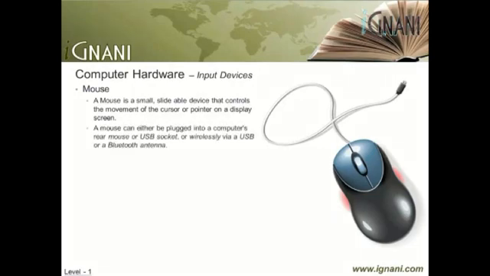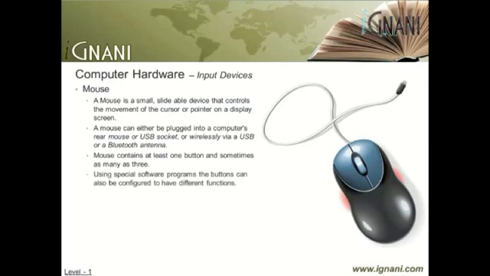Almost all PCs have a mouse, which can either be plugged into a computer's rear mouse or USB socket, or, more recently, can also be connected wirelessly, via a USB or a Bluetooth antenna. A mouse contains at least one button, and sometimes as many as 3. Each of these buttons comes with predefined functions depending on the type of program being run. Using special software programs, the buttons can also be configured to have different functions. Buttons can be pressed down to click on whatever the pointer on the screen was hovering over.